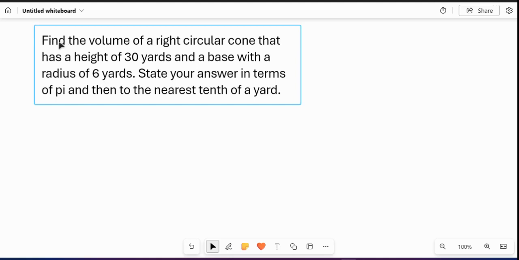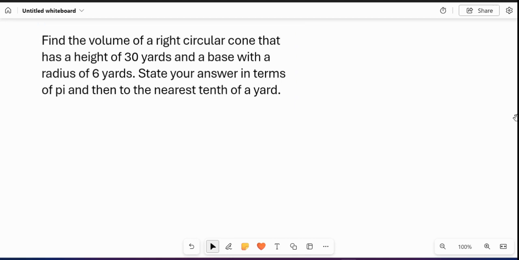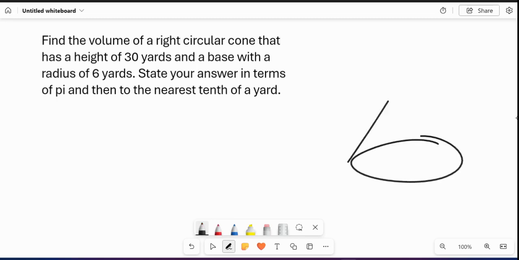The problem says to find the volume of a right circular cone that has a height of 30 yards and a base with a radius of 6 yards. State your answers in terms of pi, then to the nearest tenth of a yard. So I'm going to draw a cone. These are a little bit easier to draw. Not to say I'm going to be Picasso here, but they are a little bit easier to draw than the standard cylinder or rectangular prism, which was pretty bad in the last lesson.